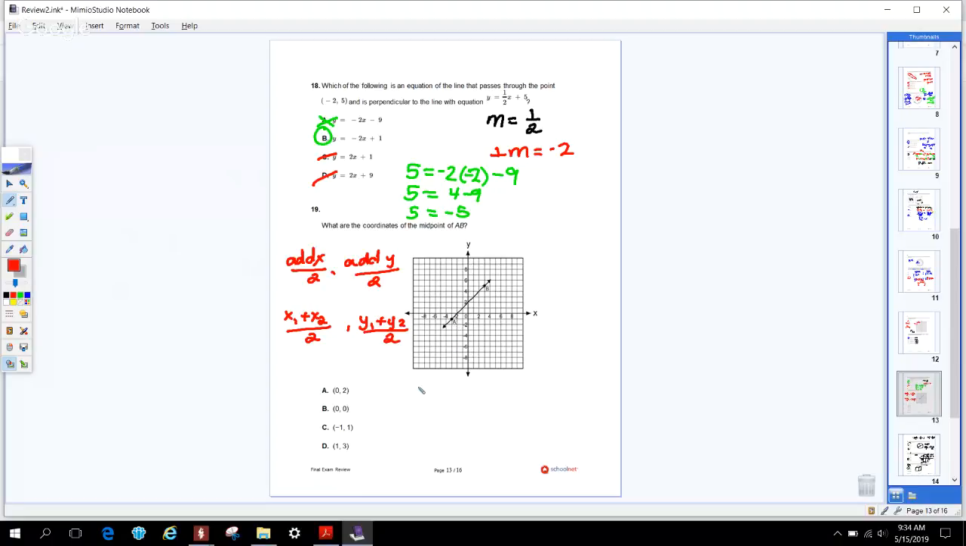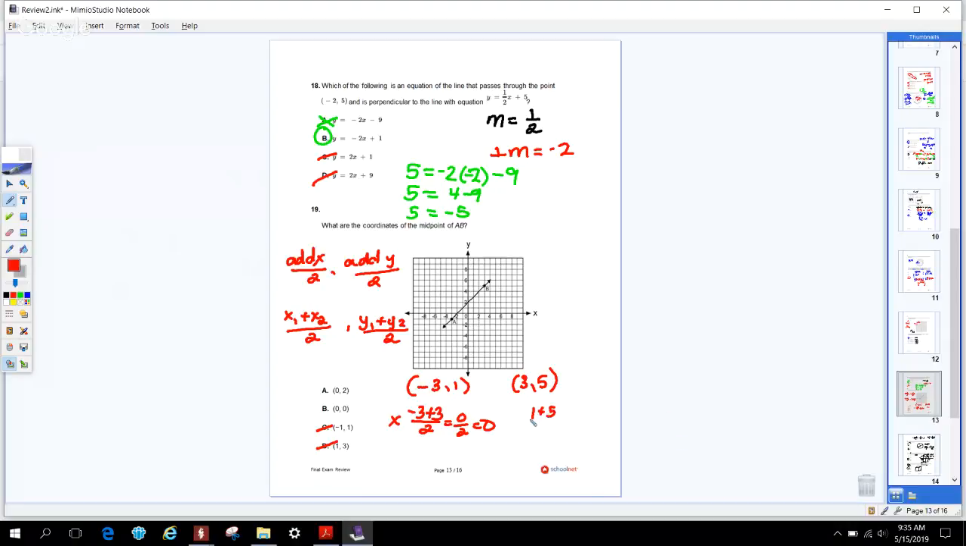So this point is -3, +1. This point is +3, +5. When I add the x's, I get -3 plus 3 divided by 2. That's going to give me 0 divided by 2, which is 0. So we can eliminate C and D. Thank you.